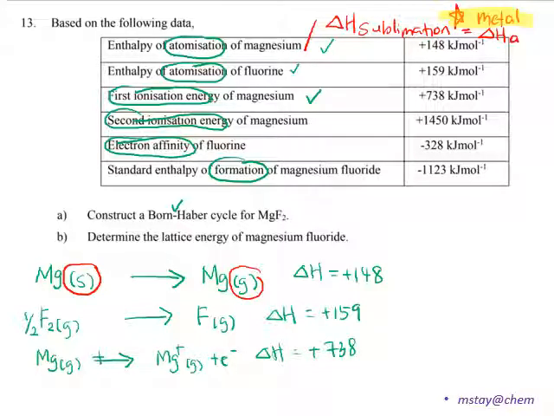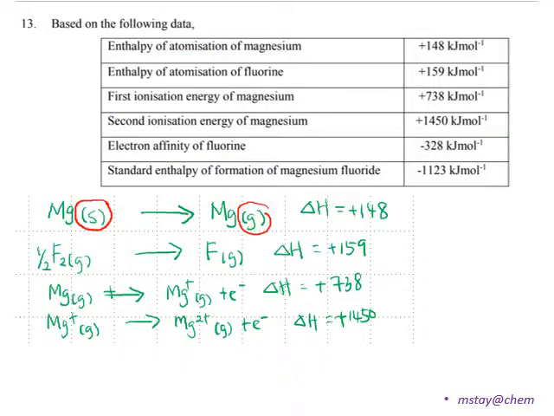While the second ionization energy is the magnesium ion, and then remove one more electron, becoming Mg2+ gas plus electron. The second one is positive 1450 kilojoule per mole. Okay, so we will continue the second electron affinity and enthalpy of formation in the next slide. Okay, let's continue with the electron affinity of the fluorine.